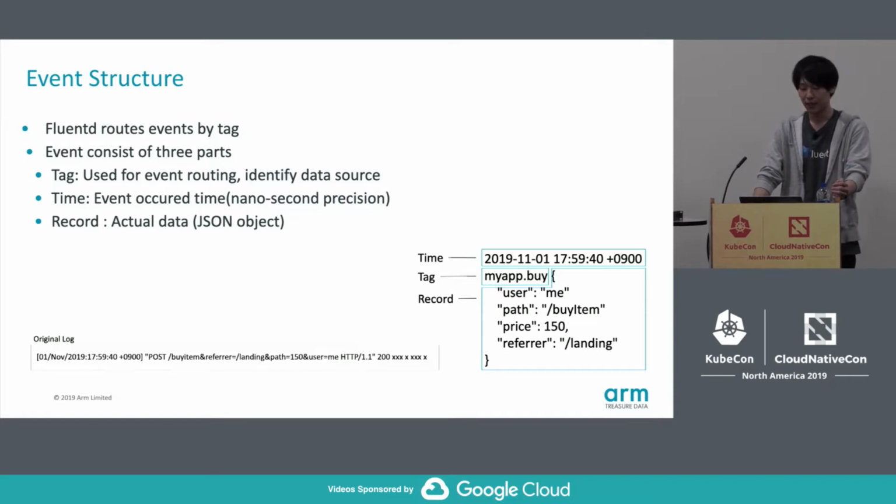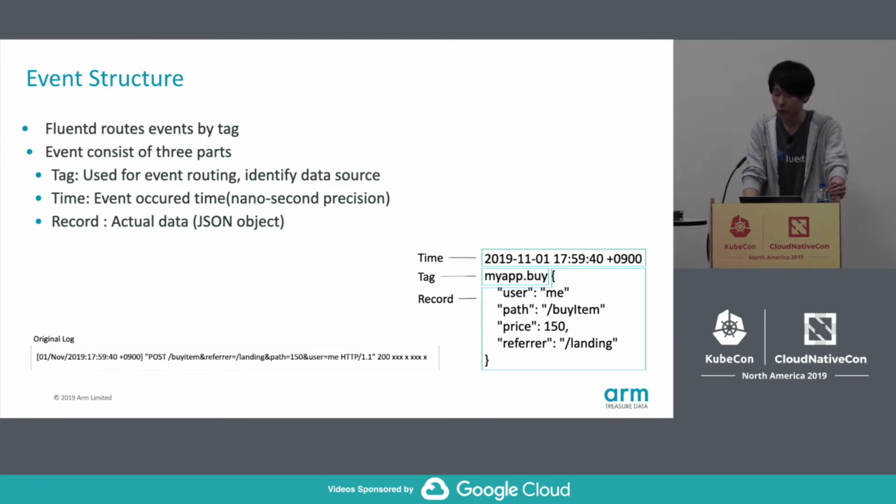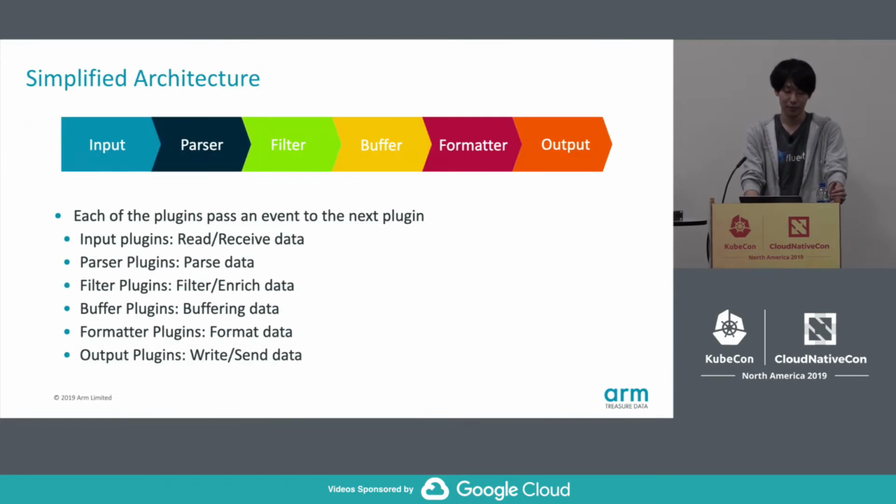Time is the event occurrence time. It has nanosecond precision as of Fluentd 0.14. Record is the actual log data, which is formatted in JSON, not a raw string. JSON is a very useful, easy to understand format, and widely accepted by many services natively. So we decided to use JSON as the internal data structure.